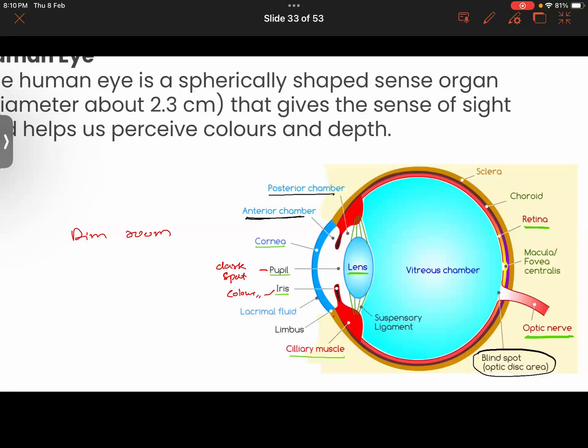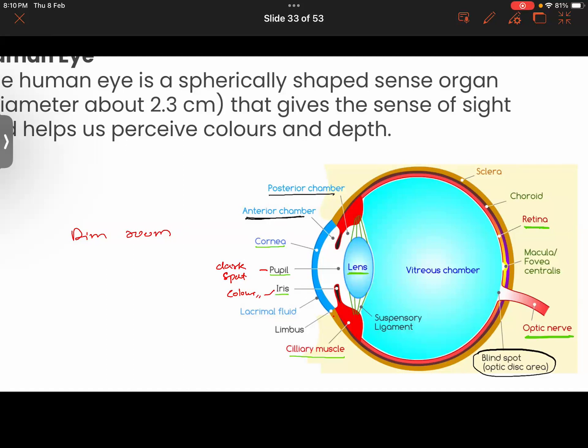So which one is controlling the amount of light that can enter the eye? The iris. That is the function of the iris, and also why a person has a unique eye color. Now, behind the iris you have the lens. This is the eye lens.